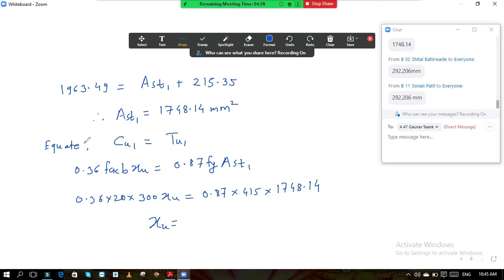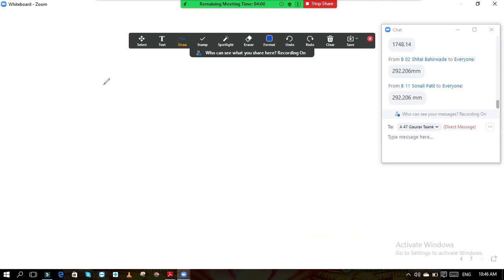So from here you will get the value of XU, 292.20 mm. Now just compare the value. XU is greater or XU max is greater. So here your XU is greater than XU max. So this is over reinforced. So generally we avoid designing the over reinforced section. So what we do? We assume it as a balanced section.